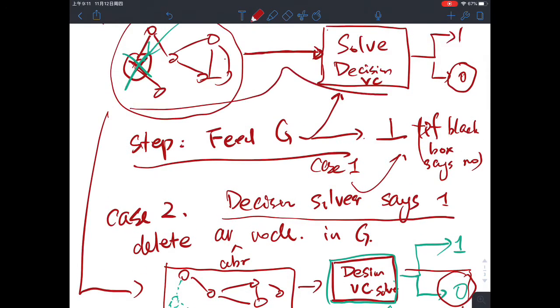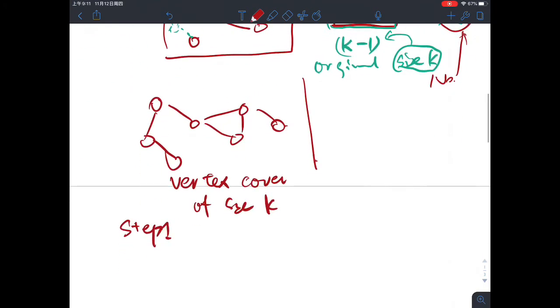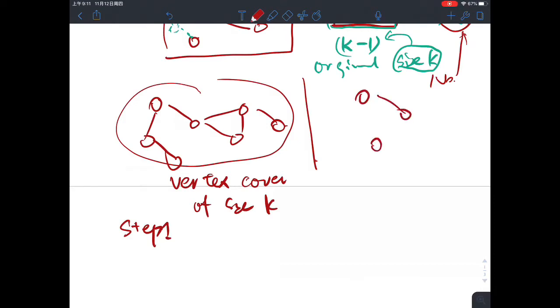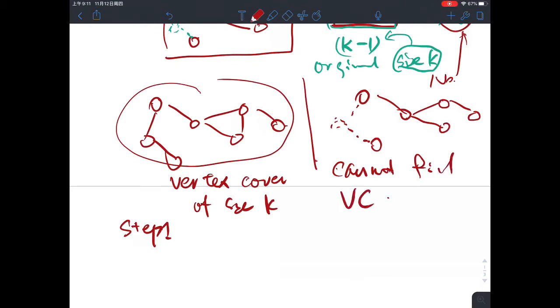Otherwise, we wouldn't even proceed, right? So in the original graph, a vertex cover of size k exists, but in the new graph, the vertex cover of size k minus 1 doesn't exist anymore. We cannot find a vertex cover of size k minus 1, right? So what's happening here?